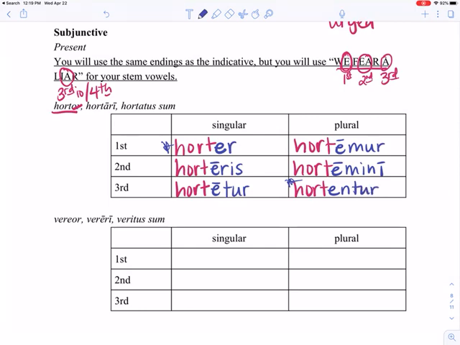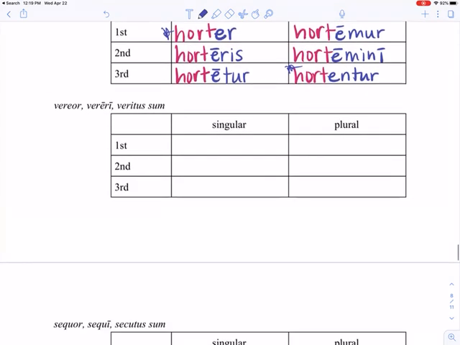Okay, you should have this packet right in front of you, but you can turn back to the first page where we did hortor in the indicative present, and you can see that the vowel is different. Okay, all right, moving on to vereor. We're going to take our first principal part, we're going to drop the OR. So our stem is ver.